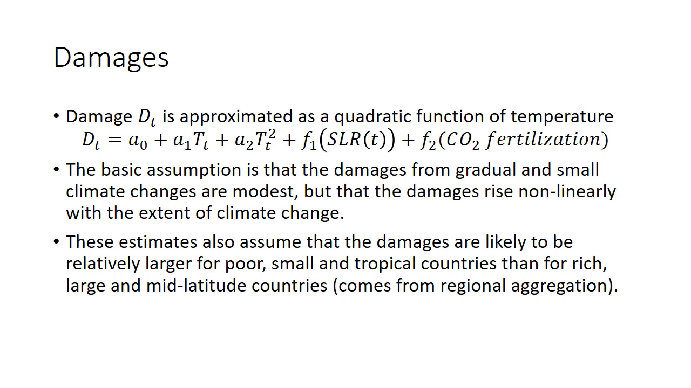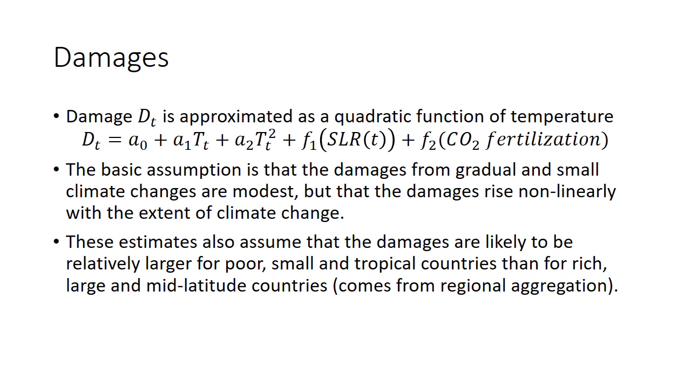And then we have A1, which is the coefficient on temperature at time T. And then A2 is the coefficient on temperature squared at time T. So temperature is directly mapped into damages by these parameters A0, A1, and A2. We also have sea level rise and CO2 fertilization. The basic assumption is that damages from gradual and small climate changes are modest, but that damages rise non-linearly with the extent of climate change.